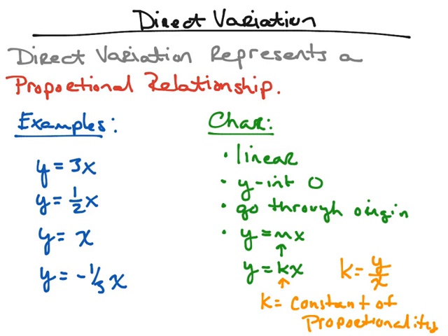So again, some characteristics of direct variations are they're all linear. They're all going to have y-intercepts of 0, which means they're all going to go through the origin. They're all going to have the equation y equals kx. And remember, we're going to let that letter k represent the constant of proportionality. And we can find that constant of proportionality by taking the y value and dividing it by the x value. Y divided by x is what gives us the constant of proportionality.